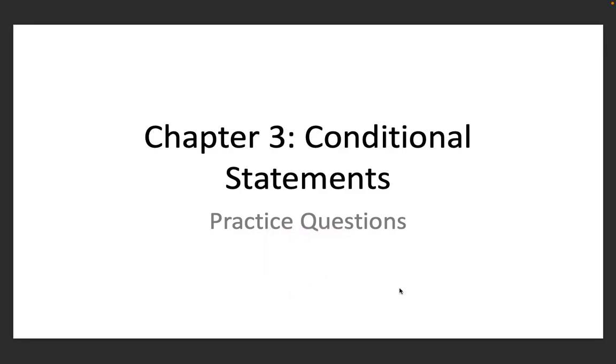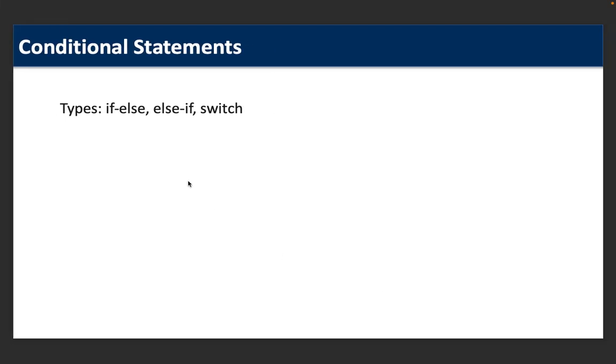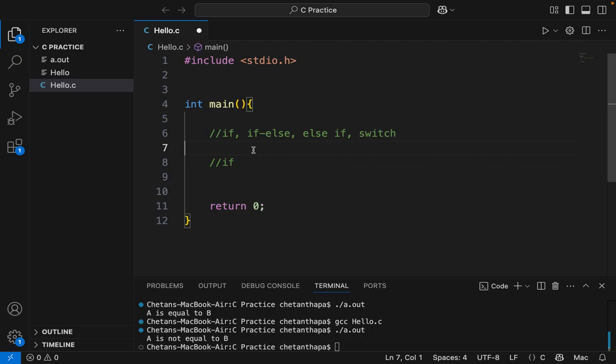In this video, we will see about conditional statements in C and how we can use them to write our program. Okay, so let's move forward. There are a few keywords we use to control how our program runs, like if, else if, and switch. Let's move to the code editor and we'll see there.